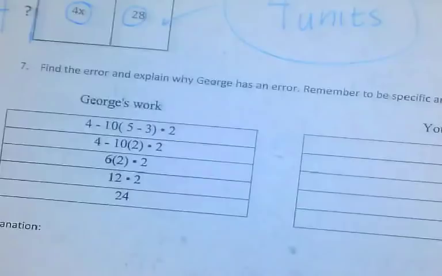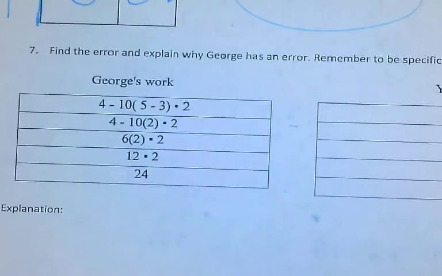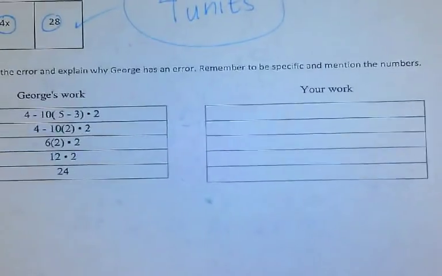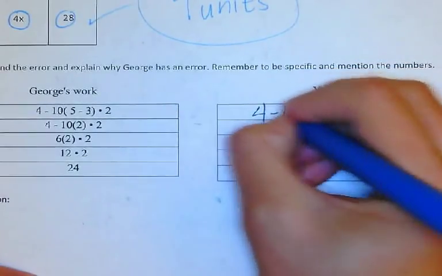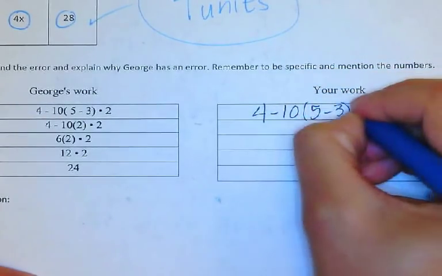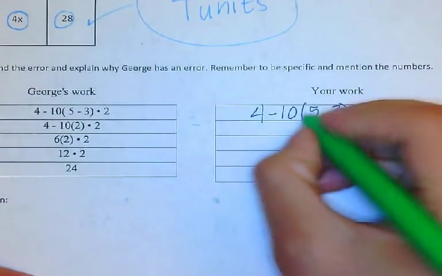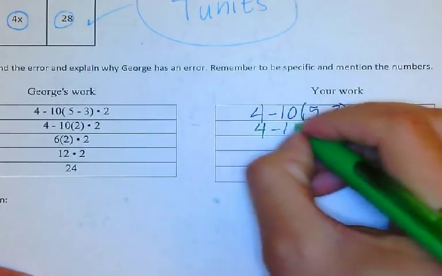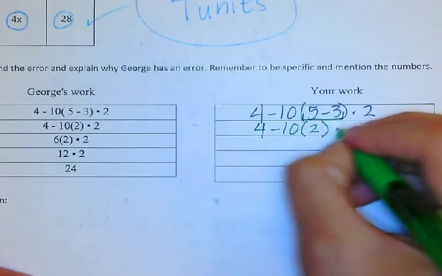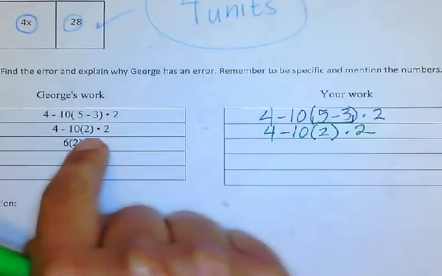All right. The next one is a find the error and explain the answer. Okay, so we have to be specific with our explanation. So let's do our work first. So this is the original problem here. So 4 minus 10 times 5 minus 3 times 2. So if I have this, my first step would be parentheses. So the parentheses right here. So I would do 5 minus 3, and then that would give me 2, and then times 2. Which looks like George did that right here on the second one as well.